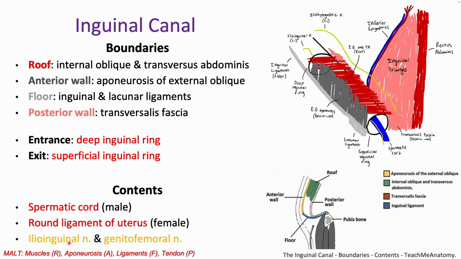We also have a little bit more going through here, so we have two important nerves, and the main one that you want to look for in the lab, at least, is going to be our ilioinguinal nerve, which is from L1, remember? And so that's also going to pass through here.